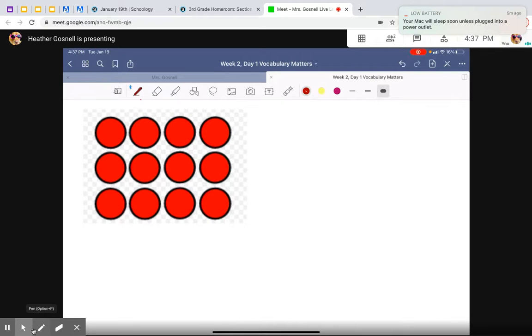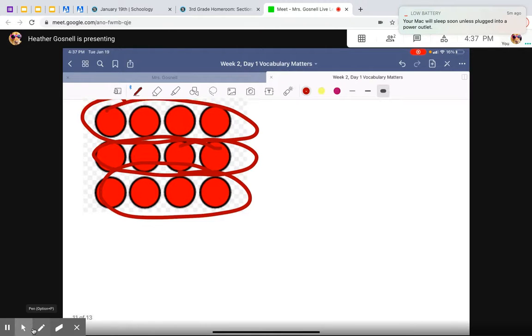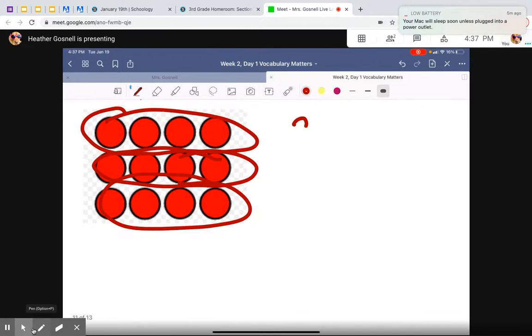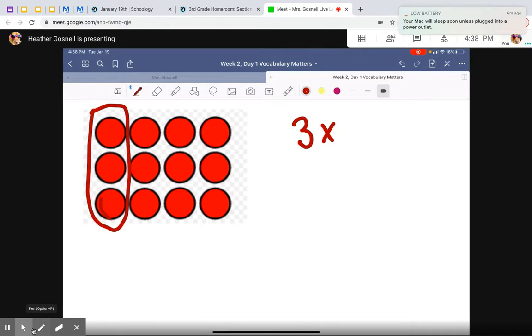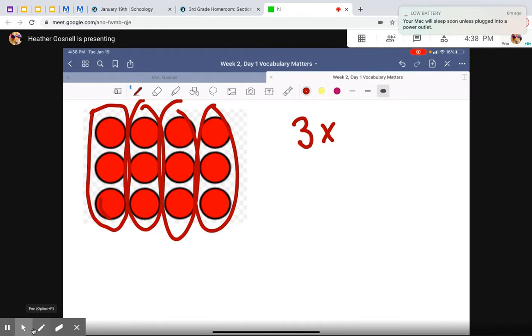So this array, what does this array show? Well, let's look at the rows here. We have 3 rows. Do you see that? 1, 2, 3 rows. So that is our first factor. Remember, when looking at arrays, the first factor is always going to be those rows. Now, the second factor is going to be how many circles are in each row. Okay, and you can look at the columns and quickly identify that. There are 4 columns here. This is our problem, 3 times 4.